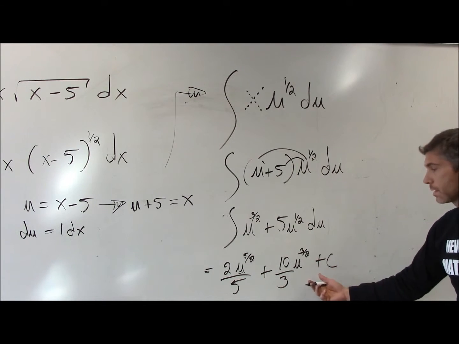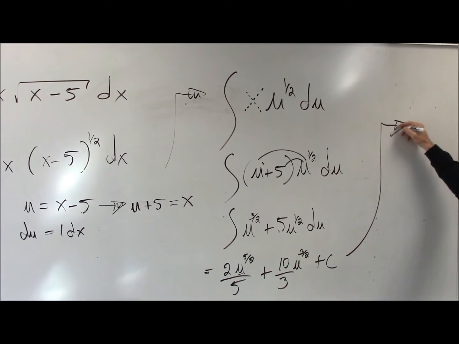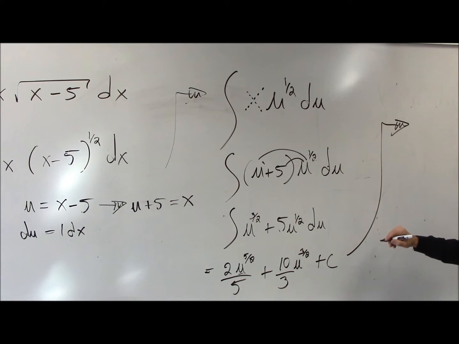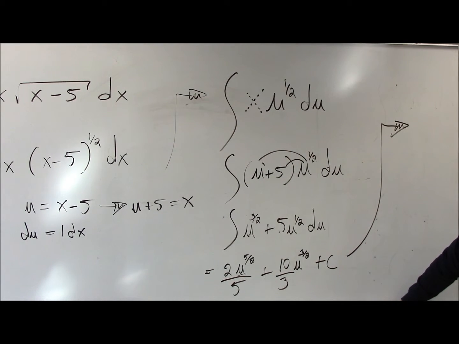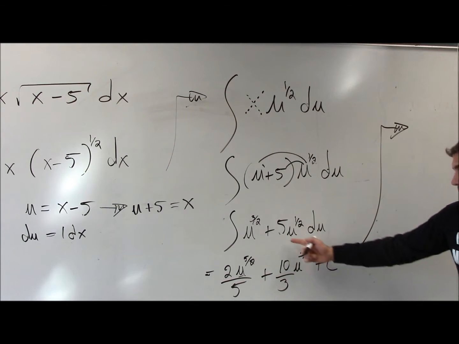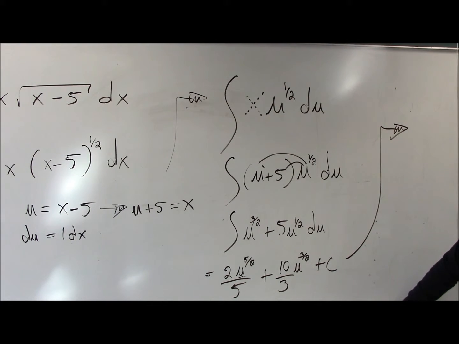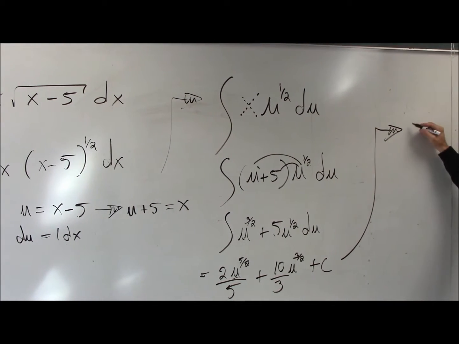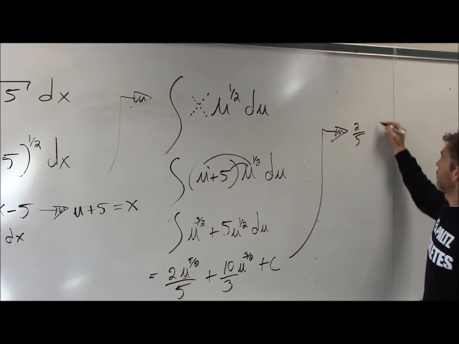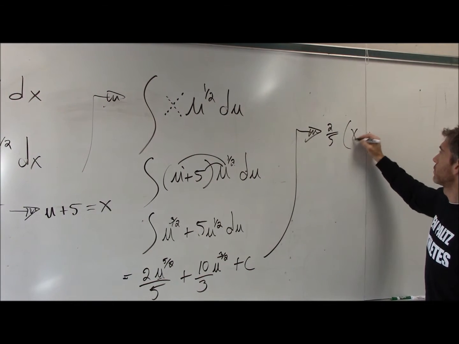And rewrite it in the x world. So you multiplied that second term times 2/3, and it's 2 times the 5, that gave 10/3. Beautiful. Plus your C. And then I'm just going to rewrite it in x land, with x's there instead of u's.